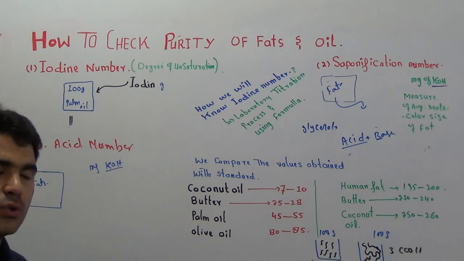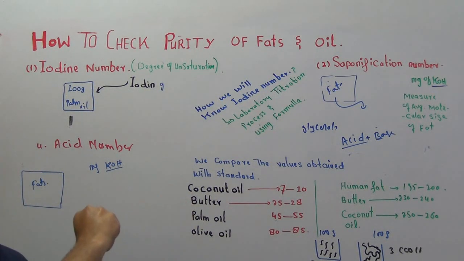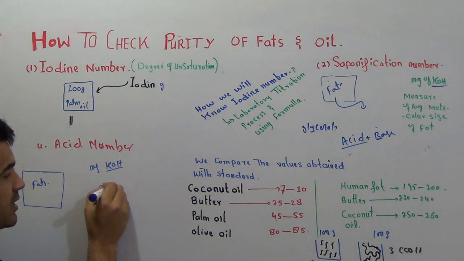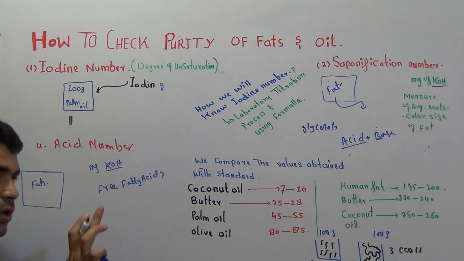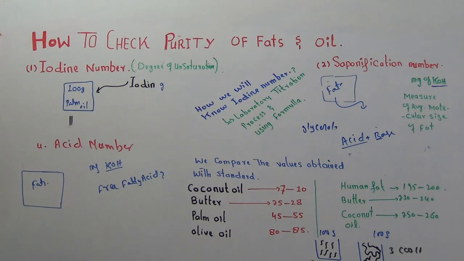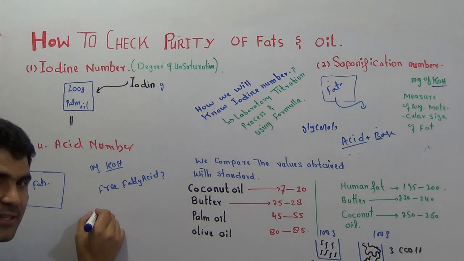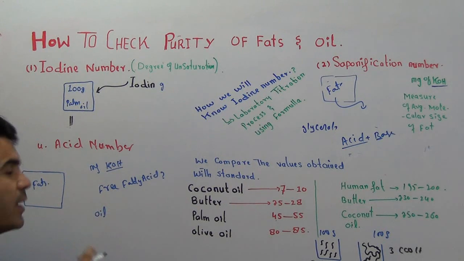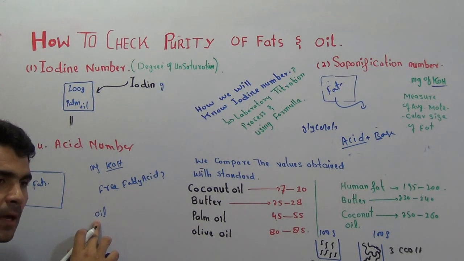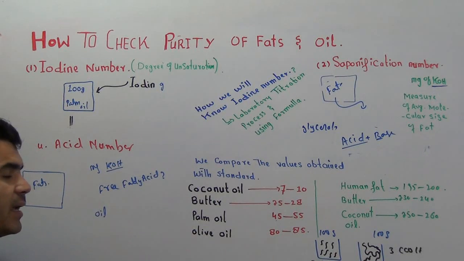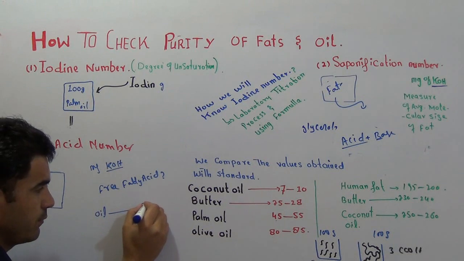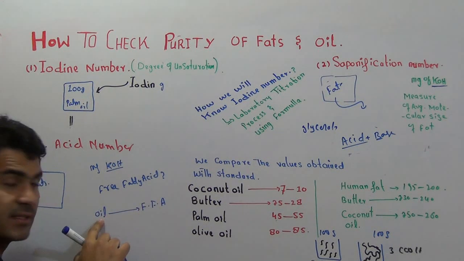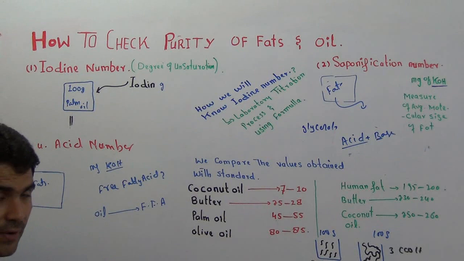Why is the acid number used? What is the target of this test? This test is actually used to check whether any free fatty acid is present or not, because when fats or oils are refined well, they do not contain free fatty acid. There is no free fatty acid in the oil if it is refined well, right?